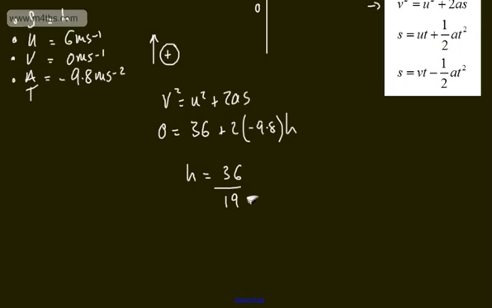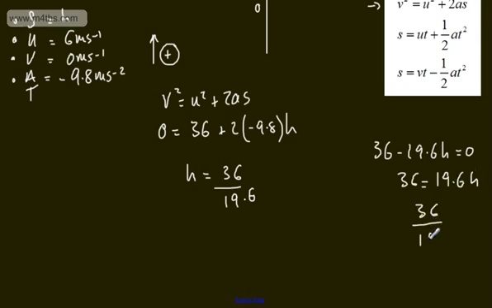All I've done is rearrange this equation. If you want me to go step by step, I've taken this over here. If I multiply this by 2, what I've got is 36 minus 19.6h is equal to 0. I've said 36 is equal to 19.6h and then divided through. 36 over 19.6 is equal to the height. So let's go ahead and put that through a calculator.